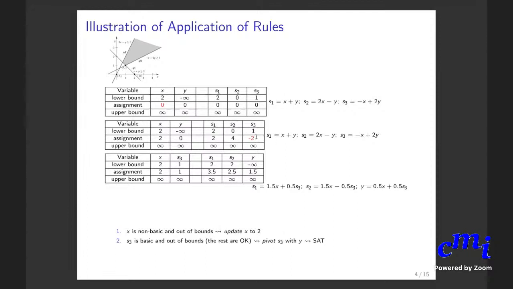As a result of that, you pivot. So S3 leaves the non-basic set and enters the basic set, and y enters the non-basic set, and y will have its value assignment adjusted by the delta in order to bring S3 to its lower bound.